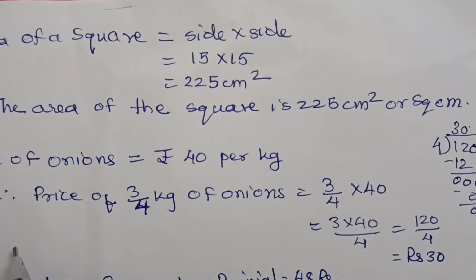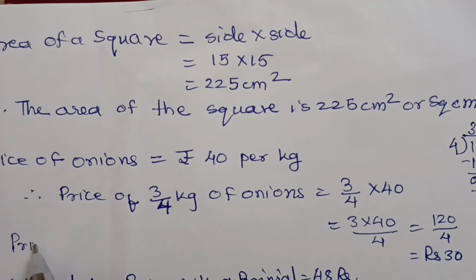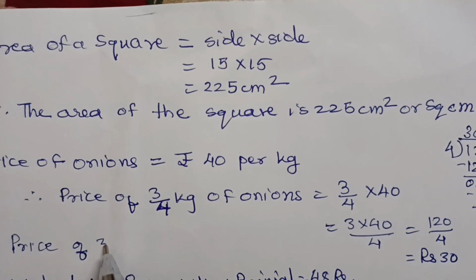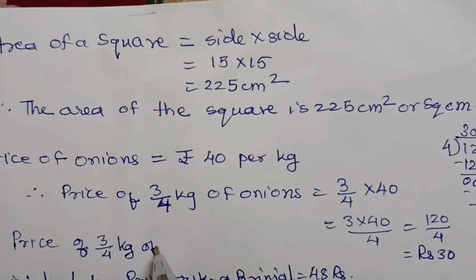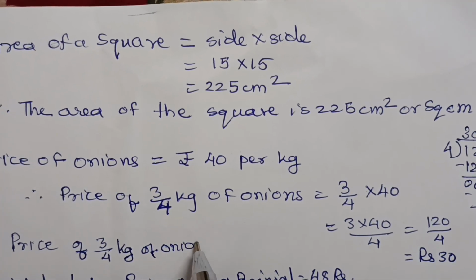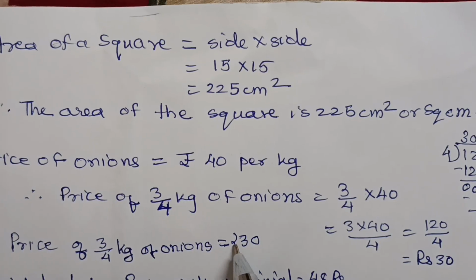So here you can write the statement as price of 3/4 kg of onion is equal to 30 rupees.